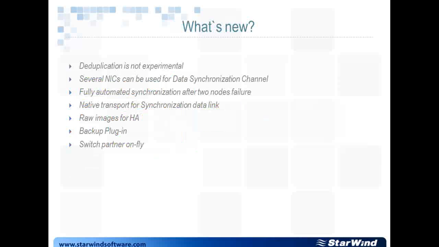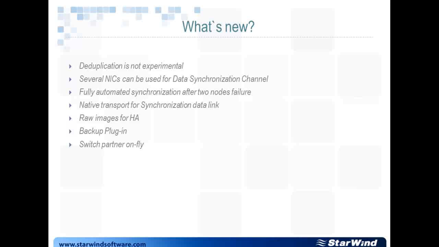Let's first review the list of all new features, and after that I will explain them all in more detail, so you can see it on your screens now. Okay, so as I told before, the deduplication feature has stopped being experimental. What we can see next is that with the new version you can use several network interface cards for data synchronization. That is implemented in StarWind.